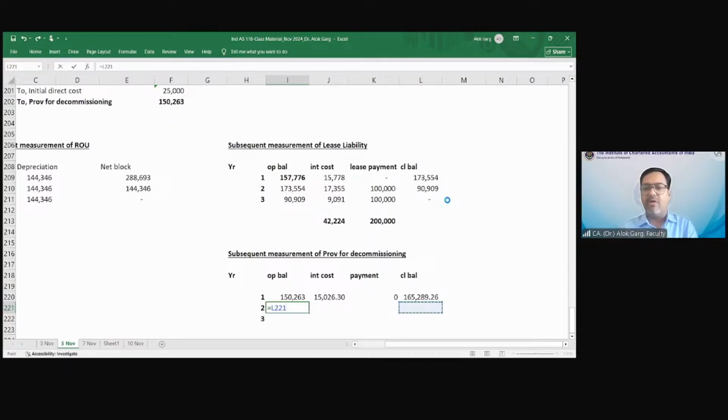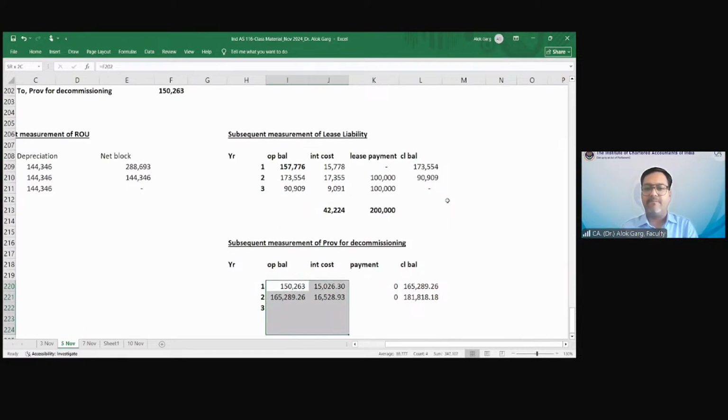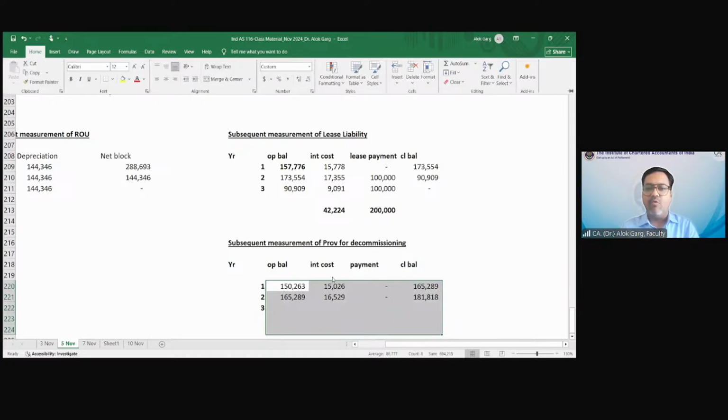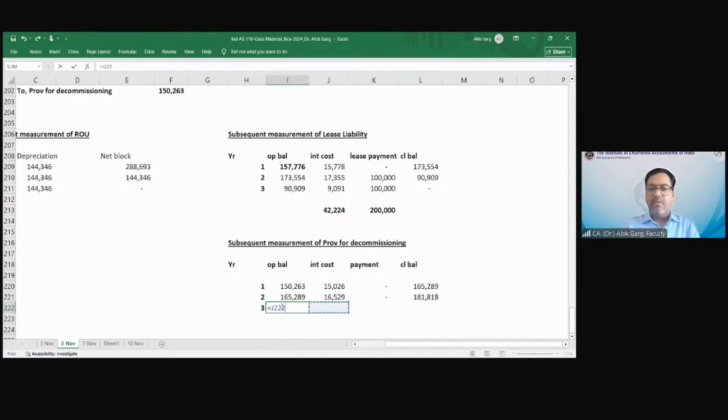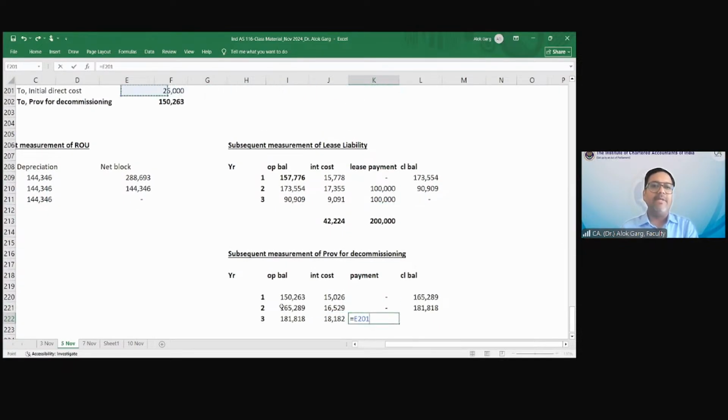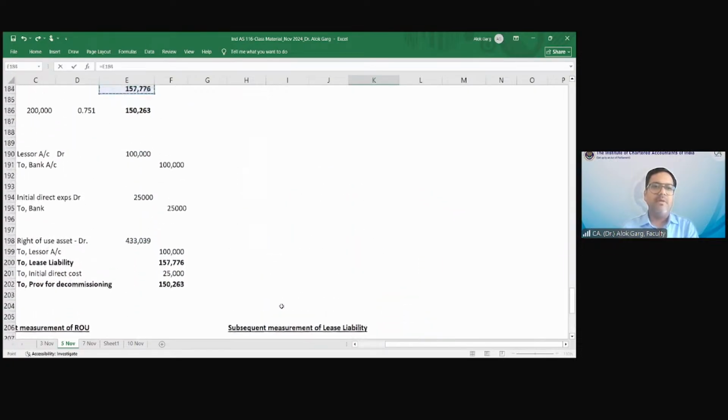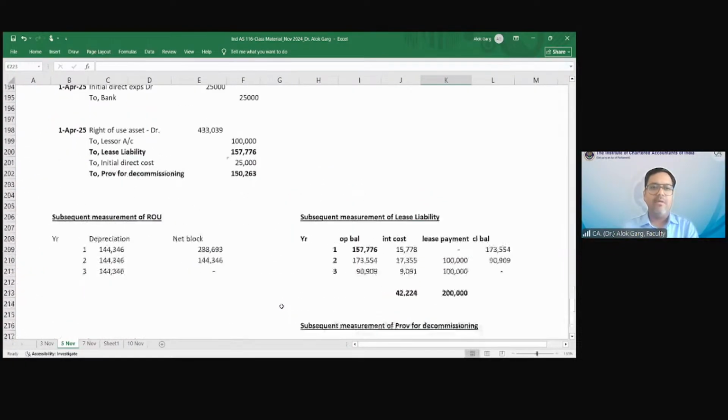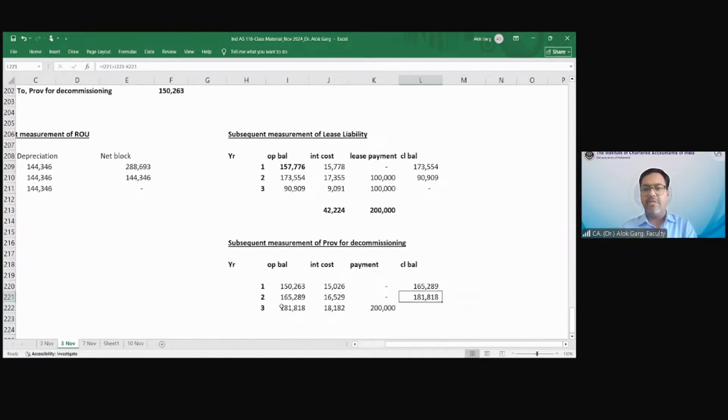Second year के opening में क्या होगा? Same. Interest cost this, payment 0. Closing balance this. Third year के opening में क्या होगा? ये same. जो आपका second year का closing balance it will become opening balance for third year. पेमेंट. कोई पेमेंट होगी अब? 2 लाख रुपीस पेमेंट थी ना यहाँ पे? Yes, sir. 2 lakhs. So what is the closing balance? 0. This account is also settled.